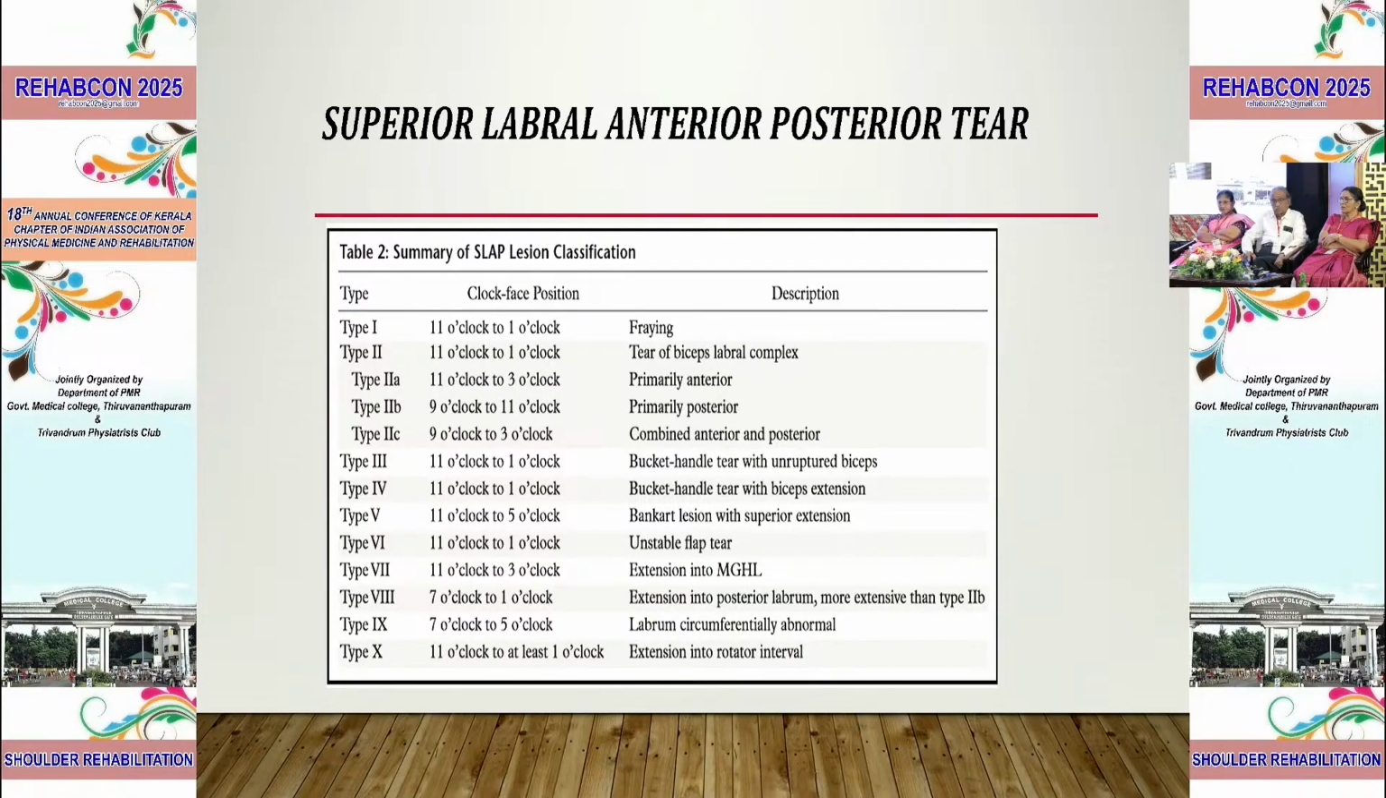Here, MRI stops and the next investigation starts. That's the MR arthrogram. Basically because there are so many complex things, it cannot be demonstrated in a simple, even 1.5 Tesla or 3 Tesla MRI. All the lesions you'll have to go for MR arthrogram. Sometimes abduction, external rotation MRI may help.